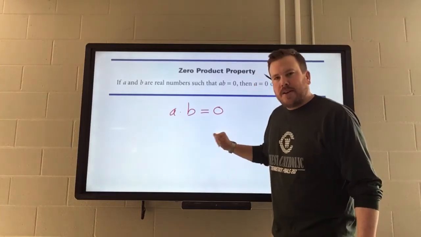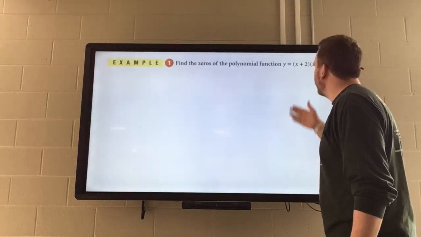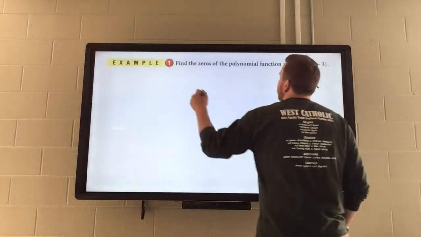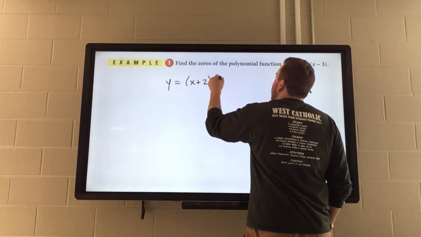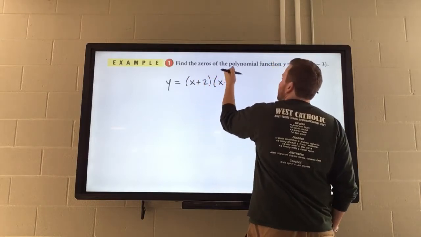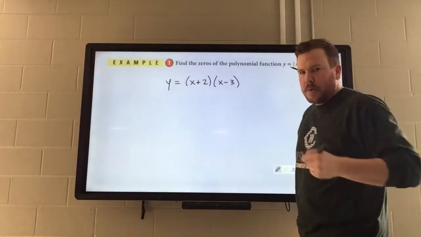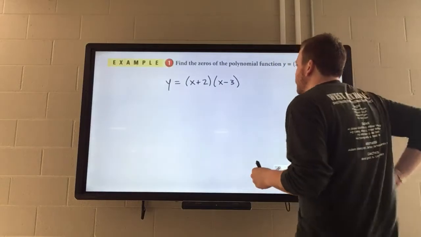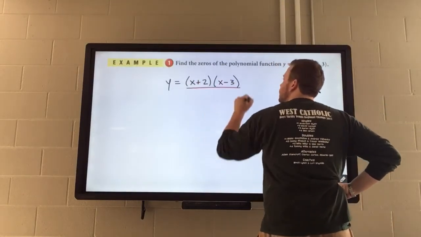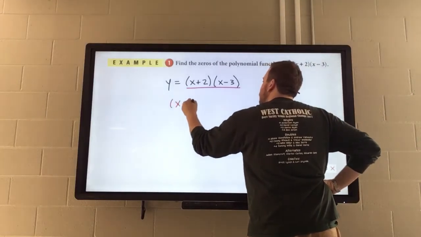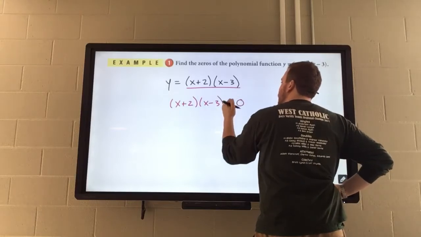Now, here's how we're going to use that. Let's say we want to find the zeros of this function. The function they give us is y is equal to the quantity x plus 2 times the quantity x minus 3. And let's say we want to find the zeros. So here's what we're going to do. We're going to take our function here, x plus 2 and x minus 3, and we are going to set that equal to 0.